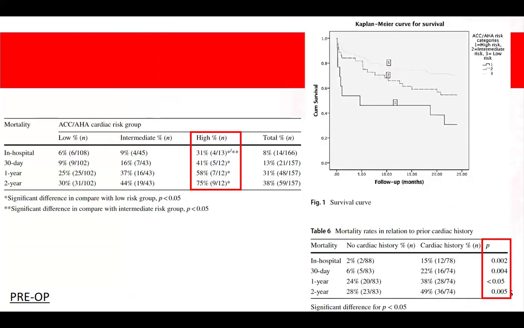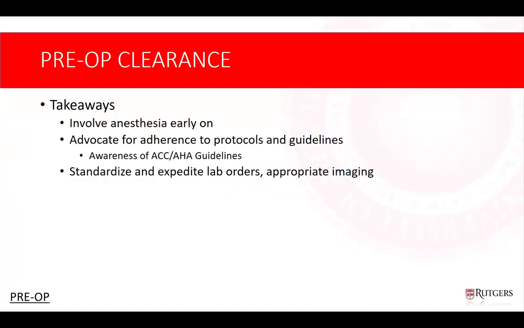There's another couple graphs showing that the high risk group has higher in-hospital mortality, 30-day and 1-year and 2-year mortality. You can see the Kaplan-Meier curve for survival, where the high-risk group, as you might expect, has about a 70% mortality rate at 2 years. And that tracks at all time points.